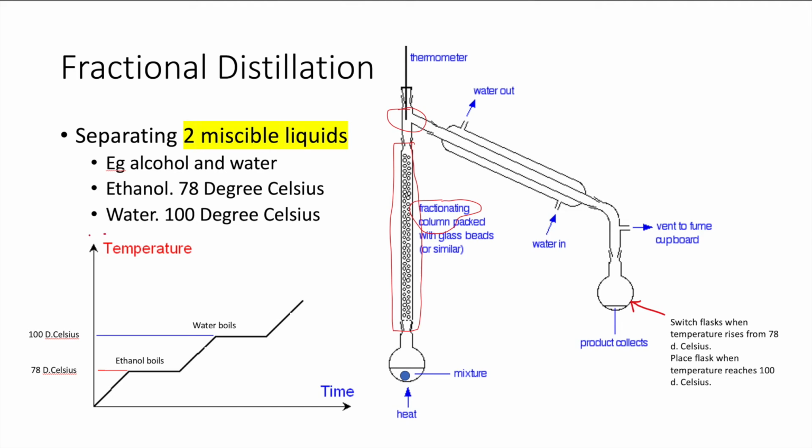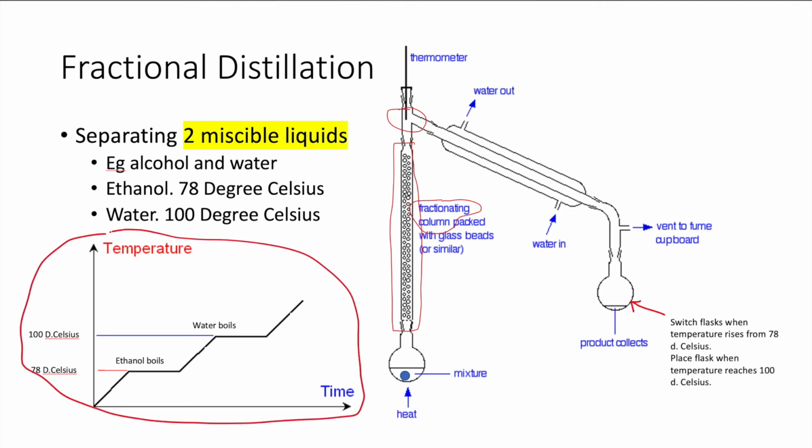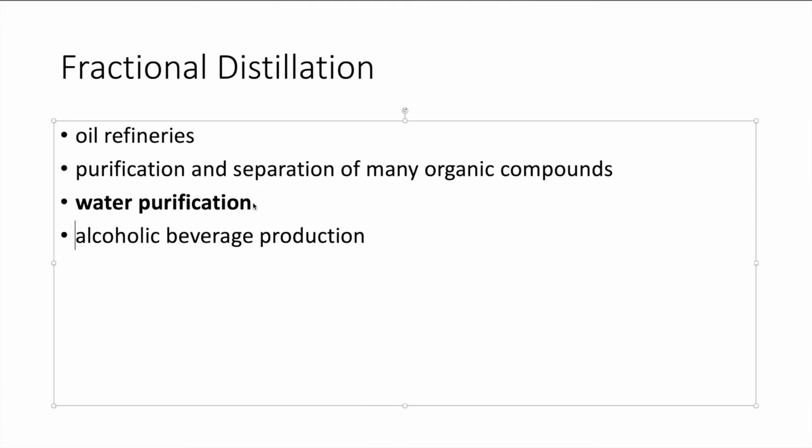For fractional distillation, the boiling curve will look like this. This is where ethanol distills. This is where water distills. When the temperature is rising, there may be some wastage where some fumes or some liquid may escape. Fractional distillation is used for these purposes that we will explore in future chapters.